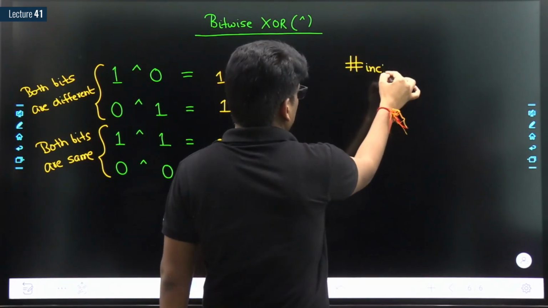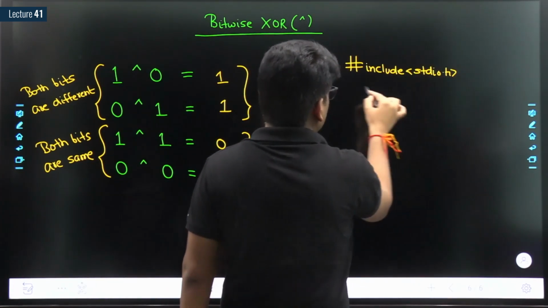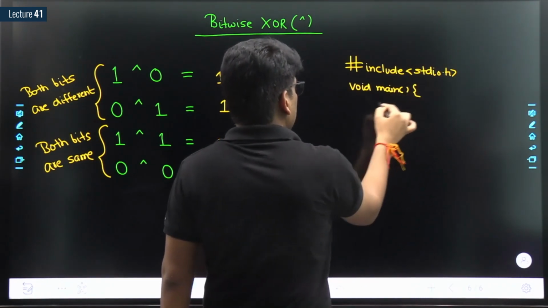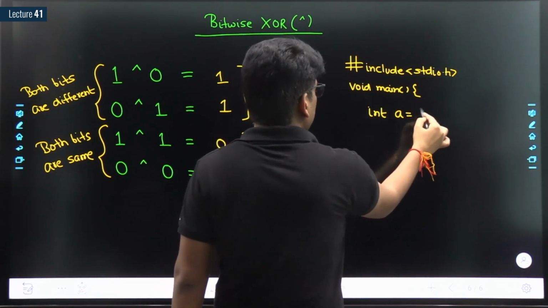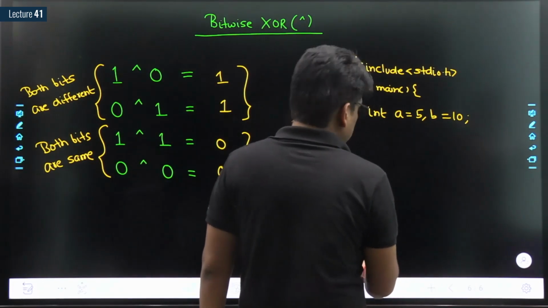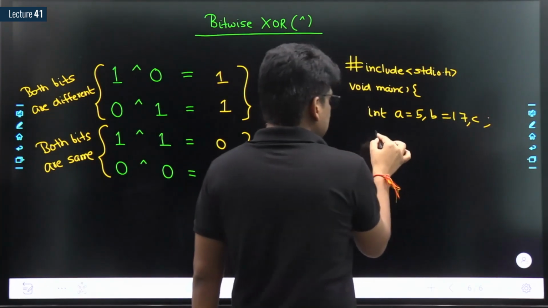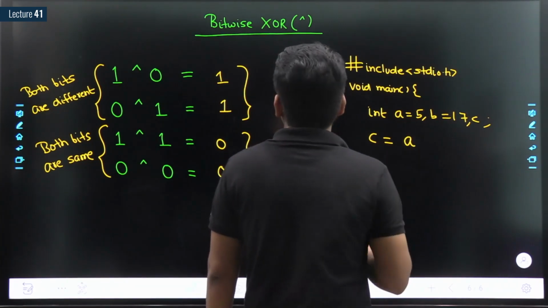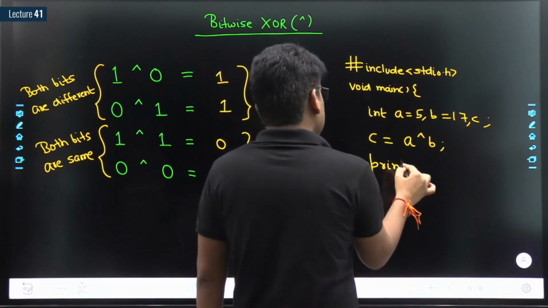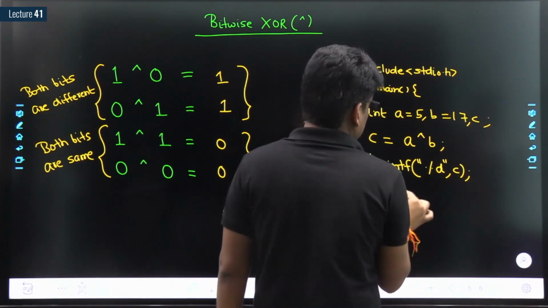#include <stdio.h>, void main. Let us suppose we have int a is equal to 5, b is equal to 17, comma c. And I am saying c is equal to a XOR b, bitwise XOR, and print the value of the result, that is printf %d, comma c.